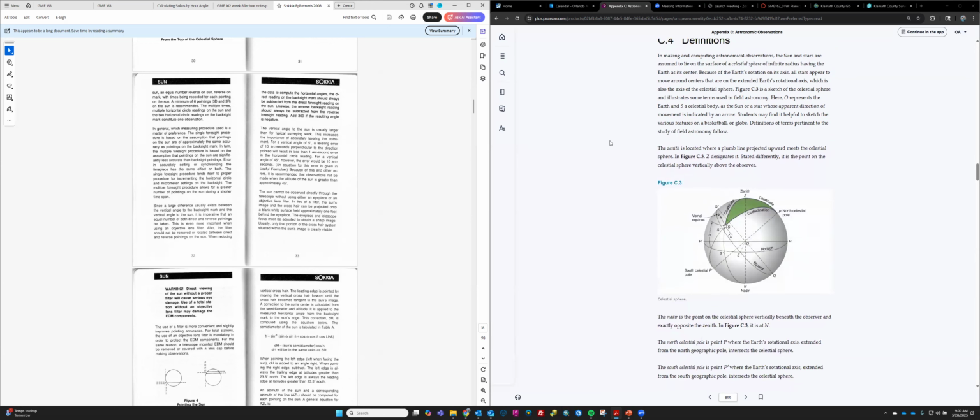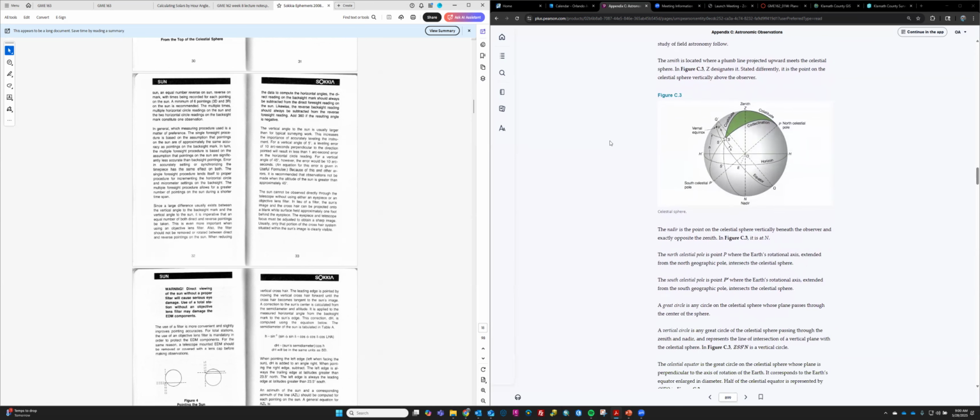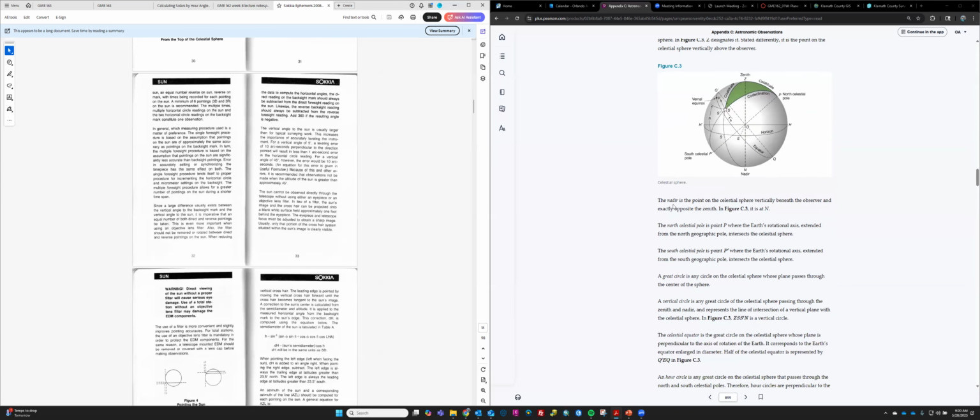Okay, so definitions are going to give a pretty good understanding of how all this works. So we have the zenith, right? Zenith is located where the plumb line projected upward meets the celestial sphere, which is Z. Nadir is the point on the celestial sphere vertically beneath the observer and exactly opposite of the zenith.